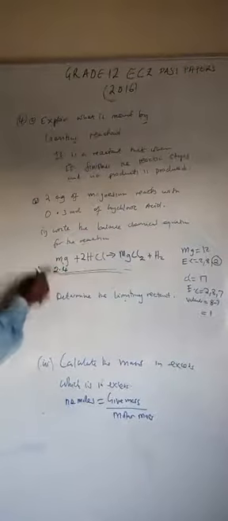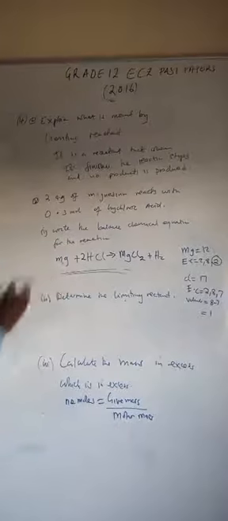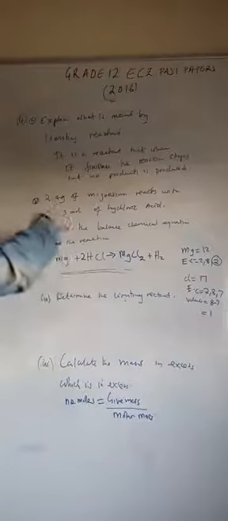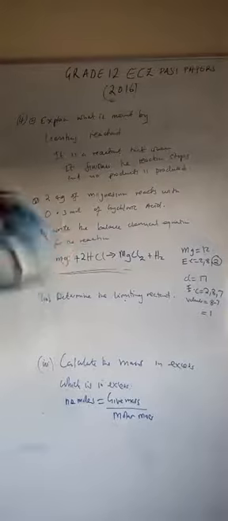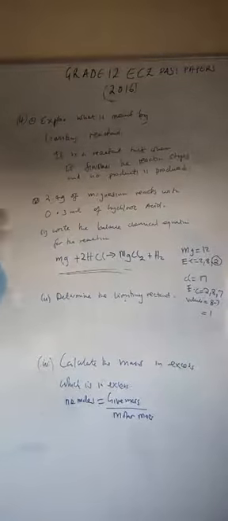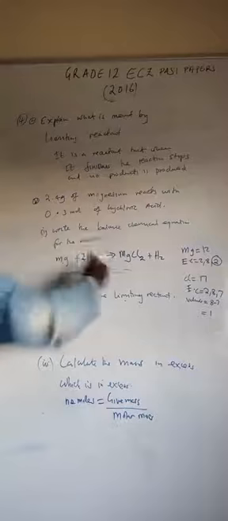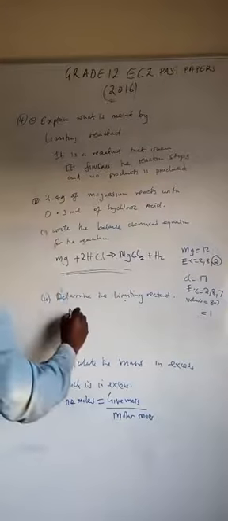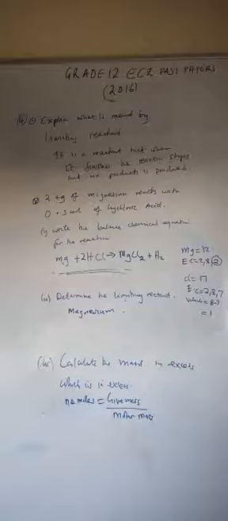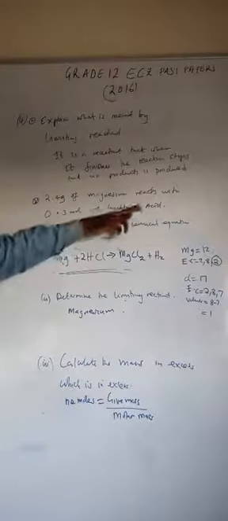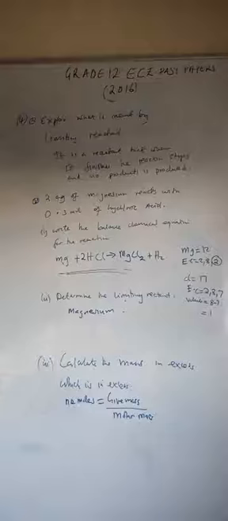Why? Because for magnesium, the mass is only 2.4 grams. It will finish before this hydrochloric acid finishes. So the one that will limit this reaction is the magnesium, because there's less magnesium to finish this reaction. So magnesium is the limiting factor, or limiting reactant or reagent, in this reaction. It will finish before all the hydrochloric acid has been consumed. How did I know that it's magnesium? By looking at the molar masses of these compounds. Magnesium is 2.4 grams, but hydrochloric acid has a larger mass, so it cannot easily be consumed.